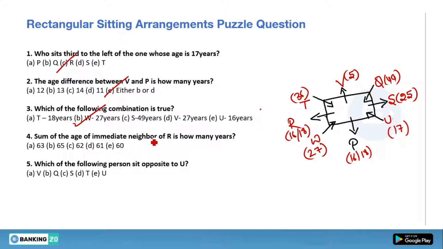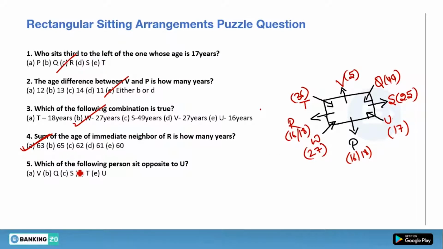Sum of the ages of the immediate neighbor of R is how many years? Okay, the immediate neighbors are T and W. Just add 36 and 27. If you add 36 and 27, you will get 63. Because the age of T is 36 years and W is 27 years.